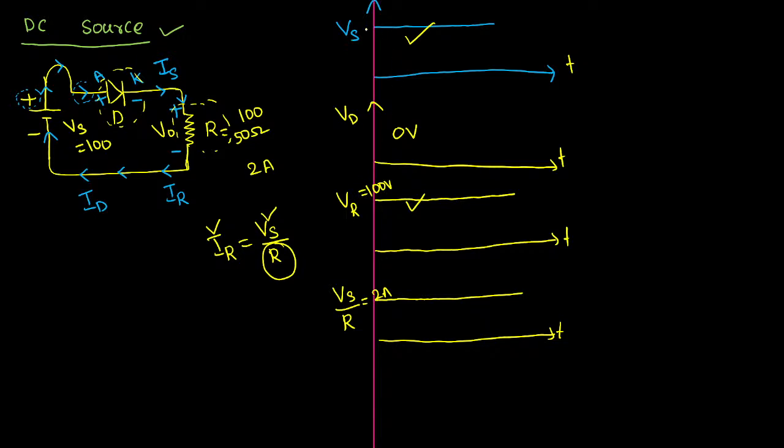Load voltage also will be equal to 100 volts. That's all. You can draw it like this. So this is how your diode will basically behave when we are connecting DC with a resistive load. Okay, sir, you might have understood this.